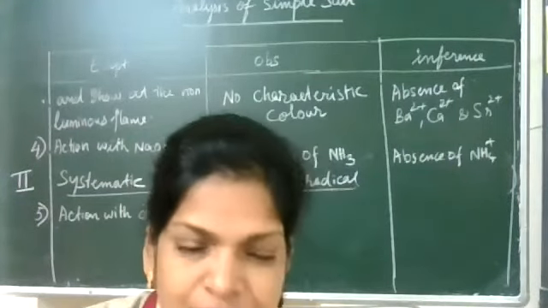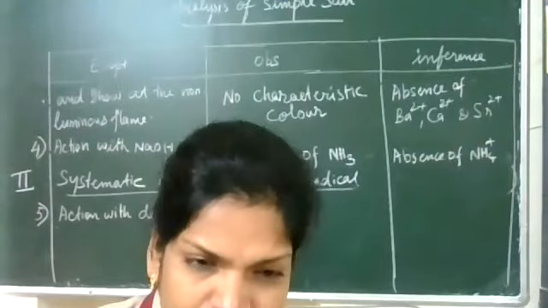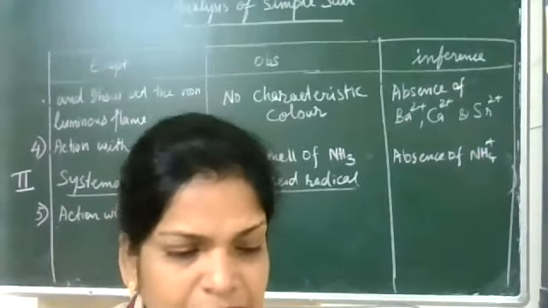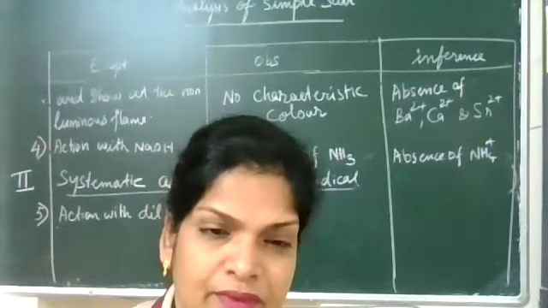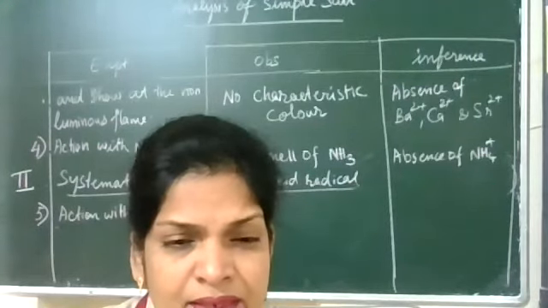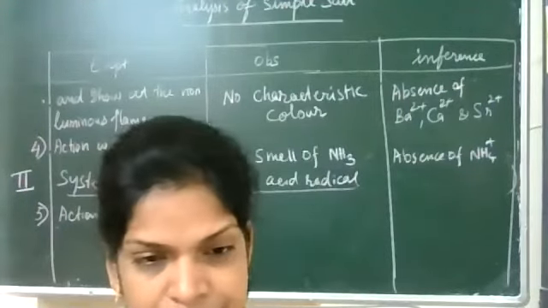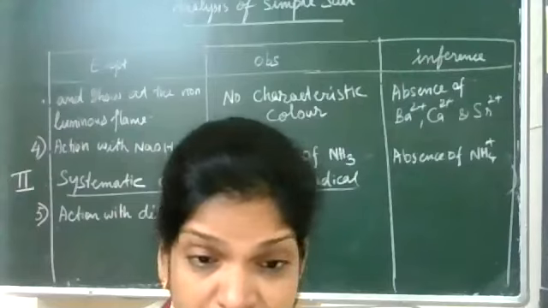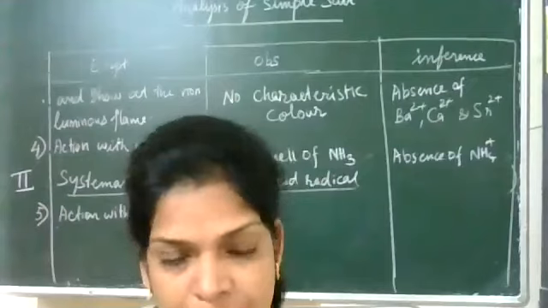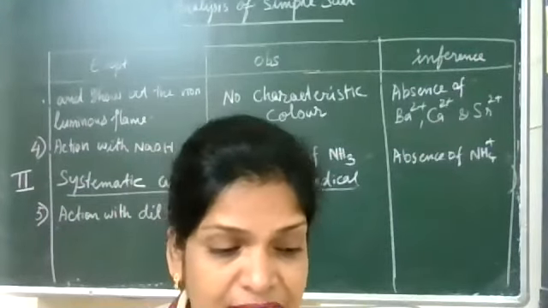If the brisk effervescence is coming, then it is carbonate. If the smell of rotten egg is coming, like bubbles or gas coming, then sulfide. If a gas is coming that turns potassium dichromate paper green, then sulfite. Suppose reddish brown vapors are coming, then it is nitrite.